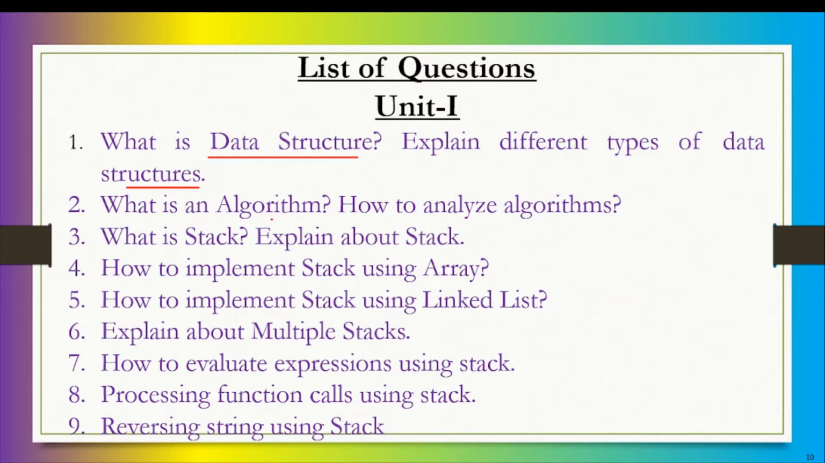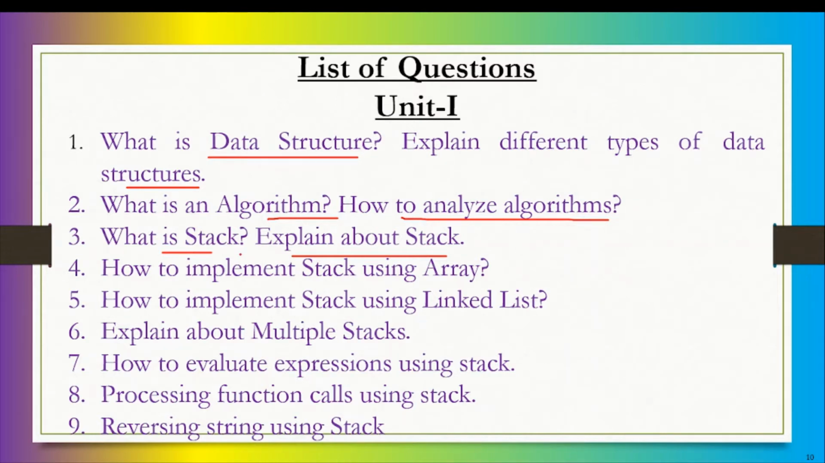And another is what is an algorithm and how to analyze an algorithm. These data structure and algorithm questions can be asked as short questions as well as long answers. The different types of data structures can be asked in the long answer questions, and the algorithm question relates to the short questions. And next is what is a stack and explain about the stack. This kind of question can be asked in the short questions.